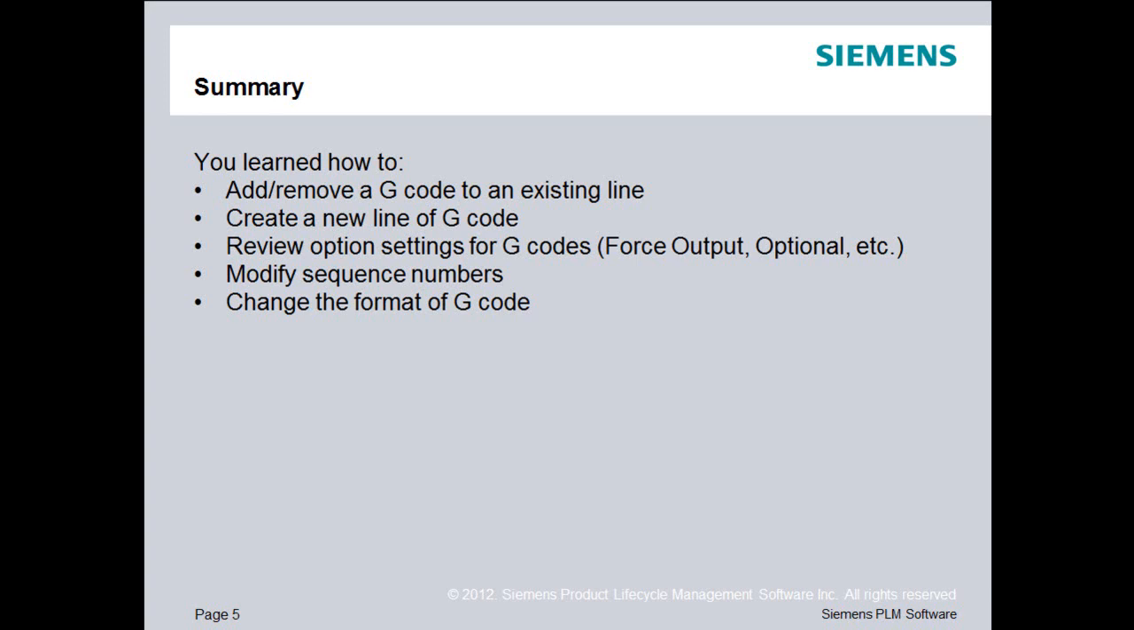To review, you learned how to add or remove a G code from an existing line. You learned how to create a new line of G code or a new block. We looked at some of the option settings for G codes. We also modified sequence numbers and changed the format of some G codes.